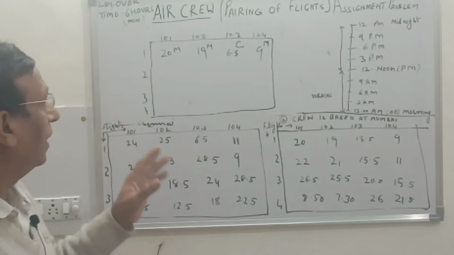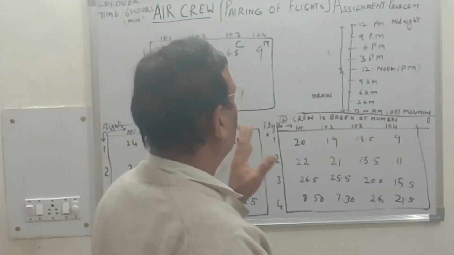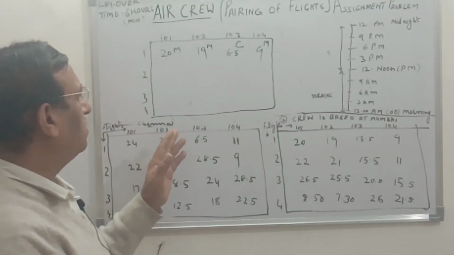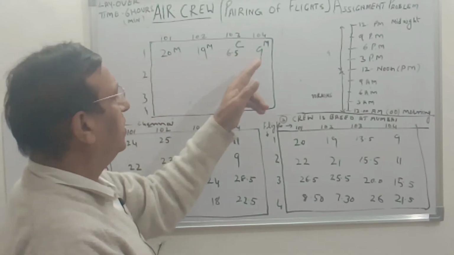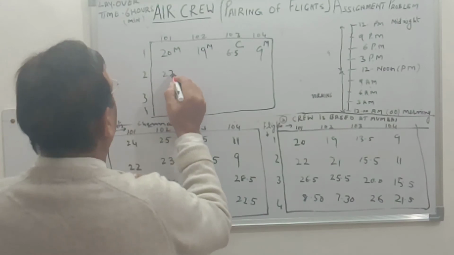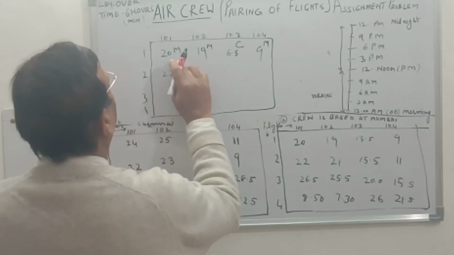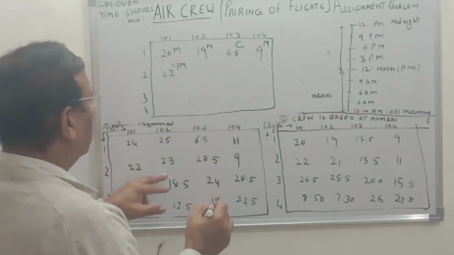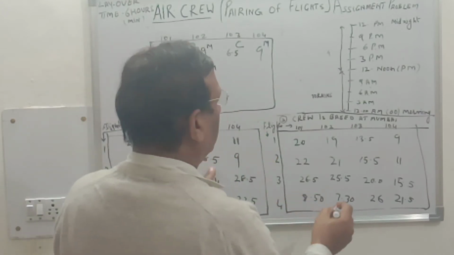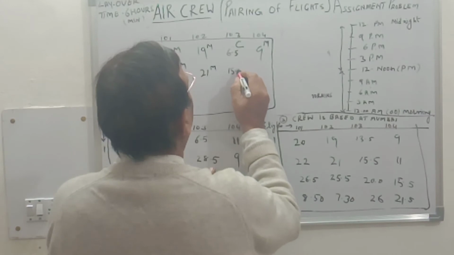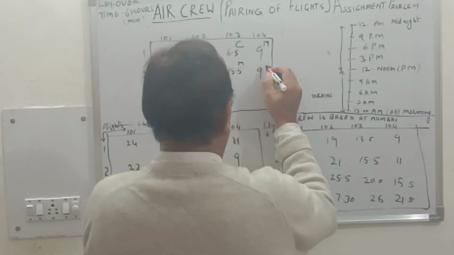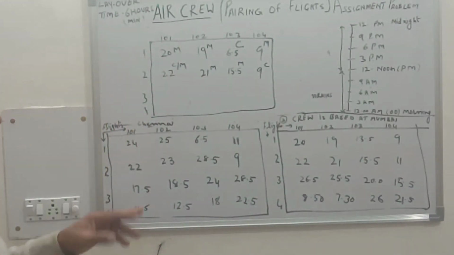Are you following? You have to compare the layover time gap between two flights. Where the time is minimum, you will mention the name of the city. So 22 is the same at both places, so it is Chennai as well as Mumbai. 23, 21. So 21 is minimum, Mumbai. 28.5, 15.5. So 15.5 is minimum at Mumbai. 9 and 11. Then 9 is minimum in Chennai, when the crew is based in Chennai.